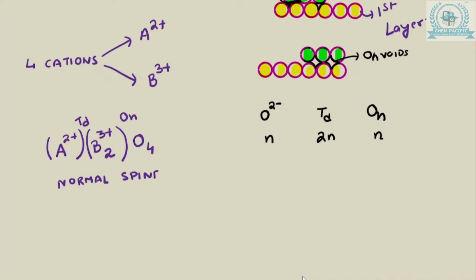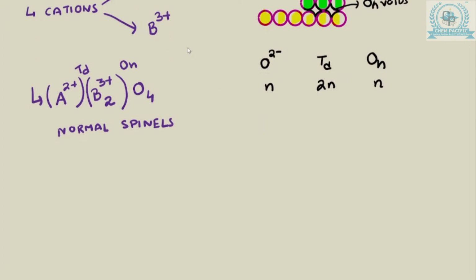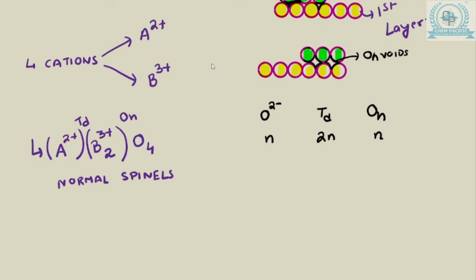The first thing I want to discuss with you is how the formula AB2O4 comes about. Why is it AB2O4? Now let's see. As I already discussed with you, if there are n number of anions, then there will be 2n number of tetrahedral voids and n number of octahedral voids.